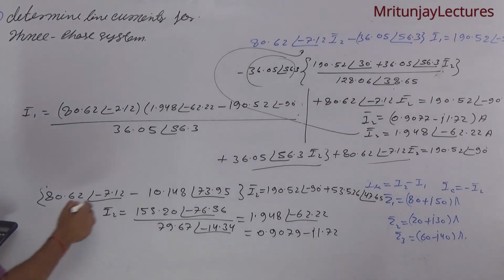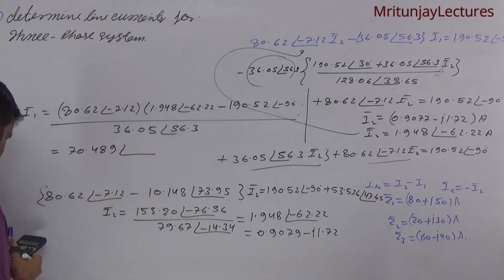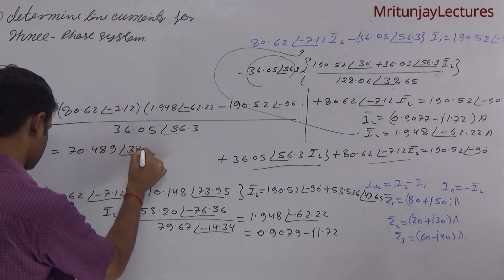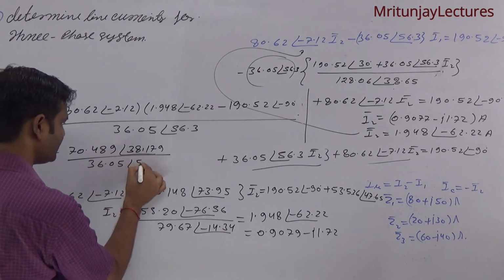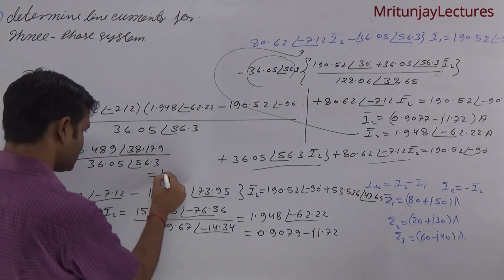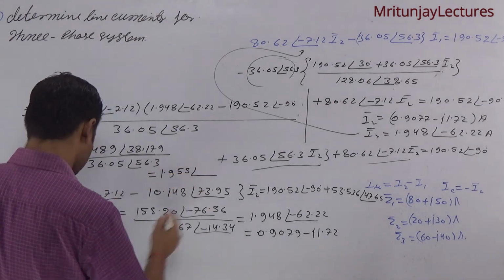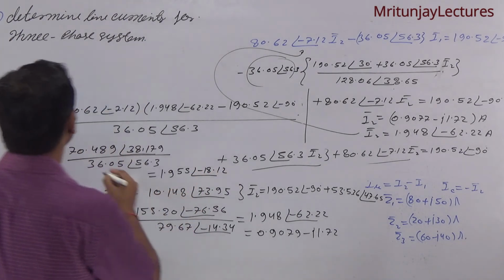This one is written as 70.489 at the angle 38.179, whole divided by 36.05 at the angle 56.3. So finally we got, divided by 36.05 at the angle 56.3, and we got that is 1.955 at the angle minus 18.12.